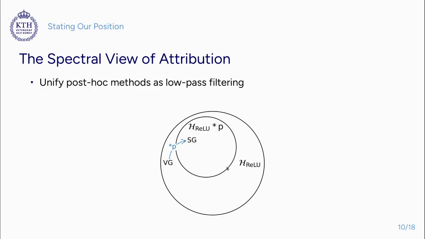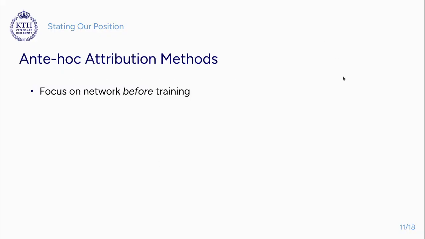And the hypothesis space that is created is smaller because functions with sharp changes are going to be projected here, and that is the result of SmoothGrad. So the surrogate that is created implicitly by SmoothGrad belongs to a smaller hypothesis space that is the result of convolving ReLU functions, or the architectures or networks that have ReLU activation, with some probability distribution. Now we are ready to discuss anti-hoc approaches.